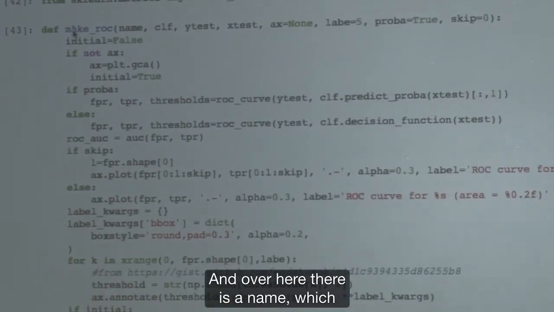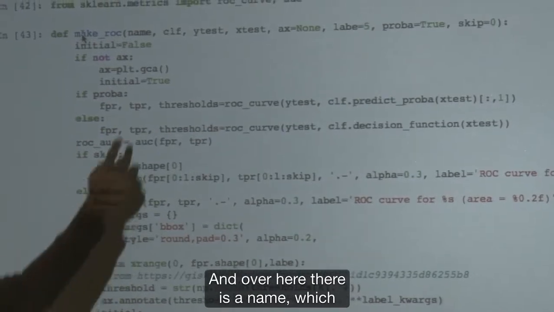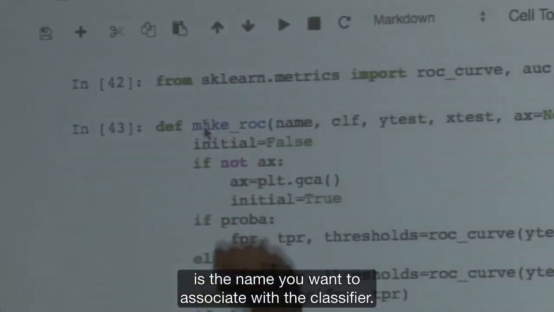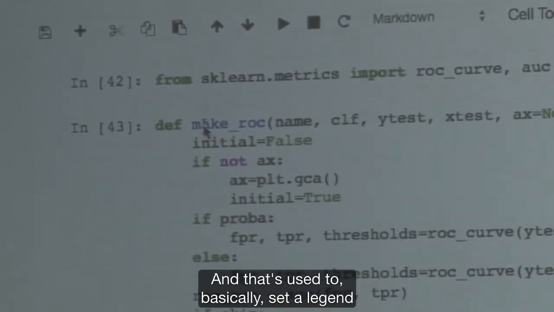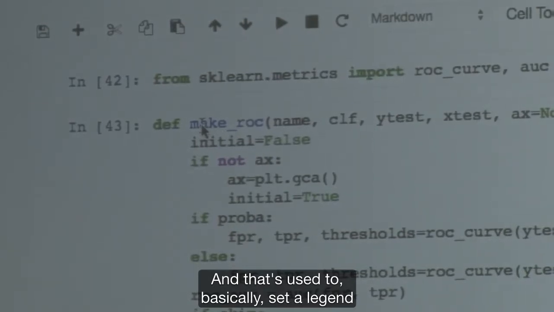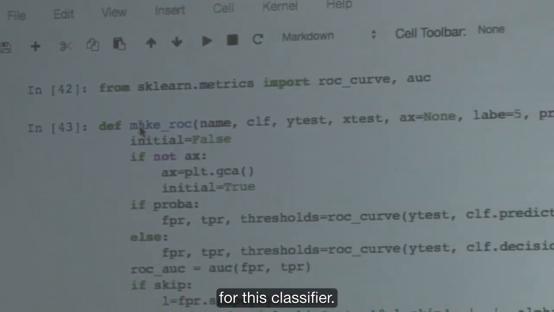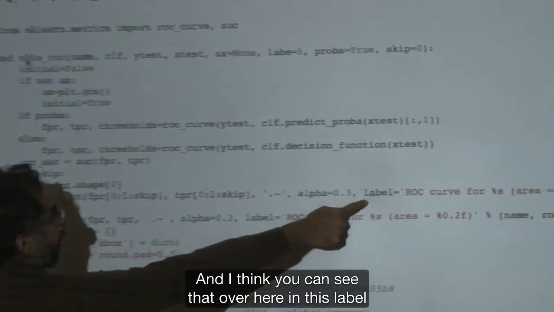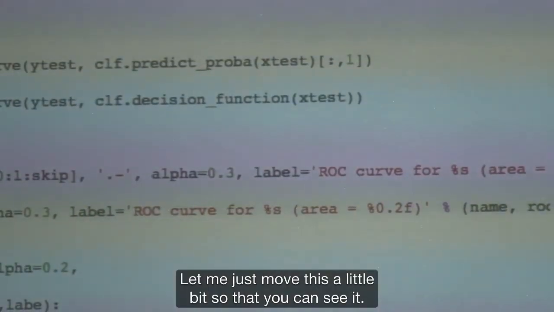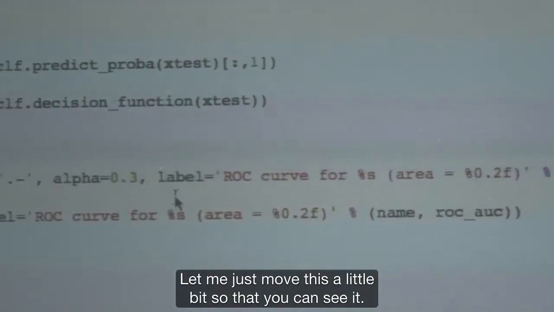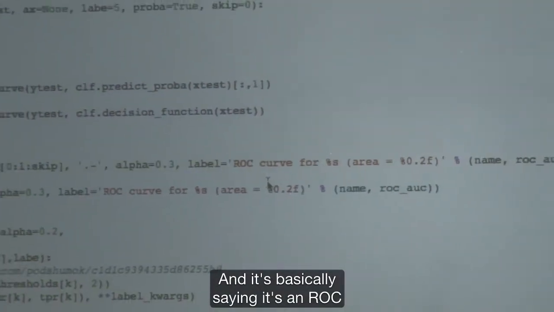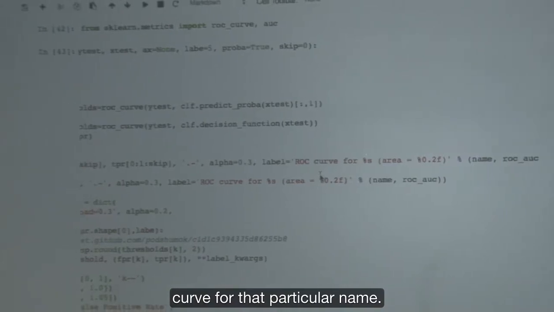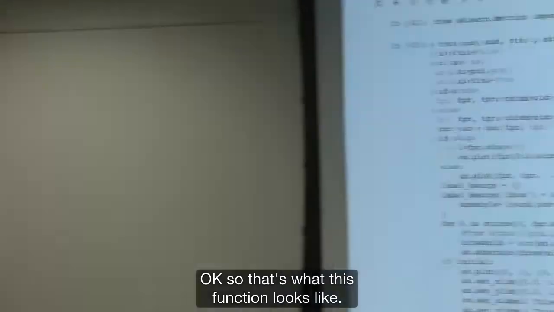And over here there is a name, which is the name you want to associate with the classifier, and that's used, I think, to set a legend for this classifier. And I think you can see that over here in this label up there. Let me just move this a little bit so that you can see it. And it's basically saying it's an ROC curve for that particular name. Okay, so that's what this function looks like.